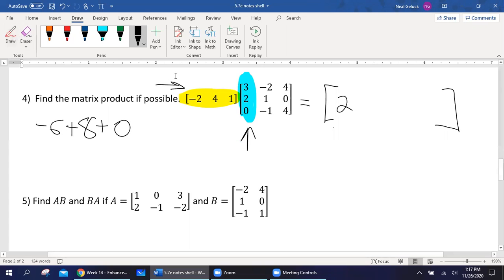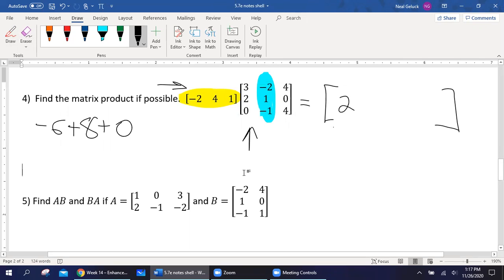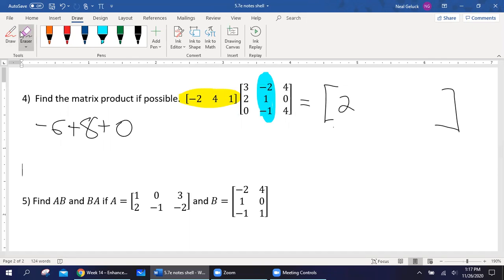Okay, now I hop to my next column. So now it's going to be -2 times -2 plus 4 times 1 plus 1 times -1. So I've got 7. That is in the first row, second column.